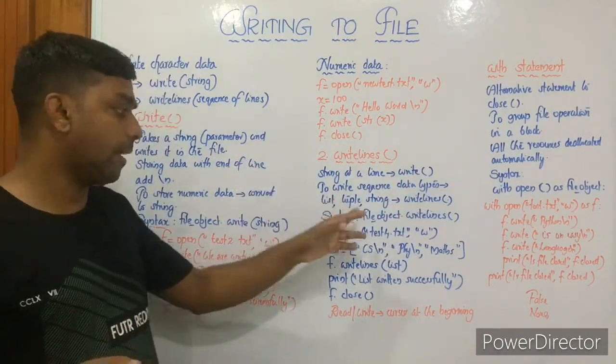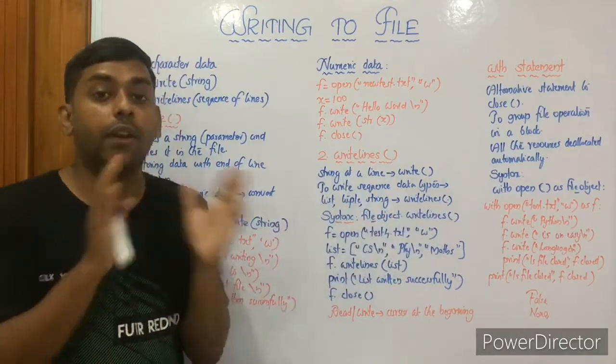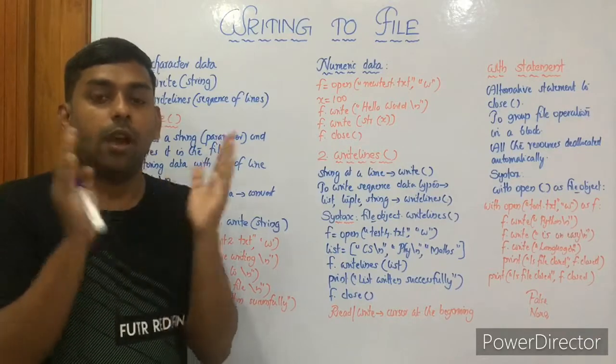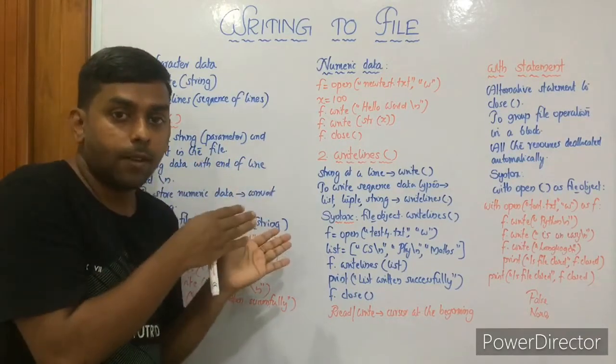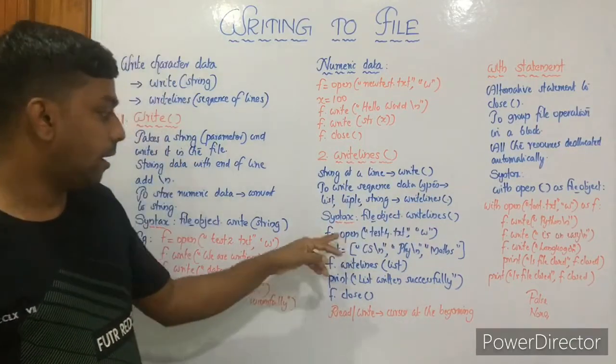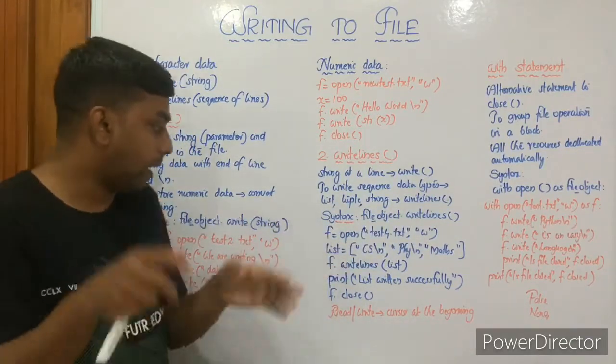Okay, here is the syntax: file object dot writelines. Every time you want to make use of any built-in function, you have to associate the file handle with the function, right? Yes. So writelines. Then we have an example here. Let's look at the example.